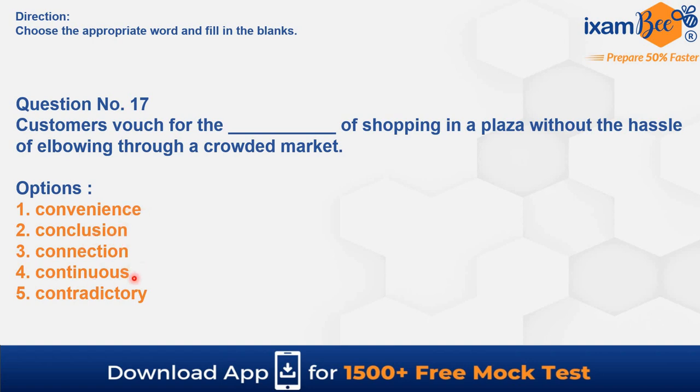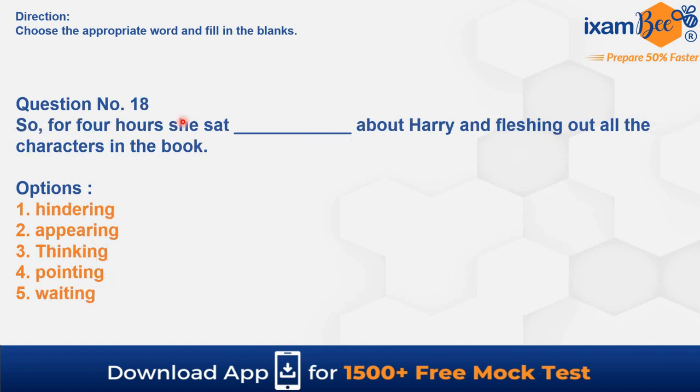Conclusion, connection, continuous, contradictory, that means something that is in an opposite way, right? These all do not make any sense here. See, the options are very easy. I don't even need to explain to you the meaning of these words, right? The words are very easy, right? So convince is your first answer.